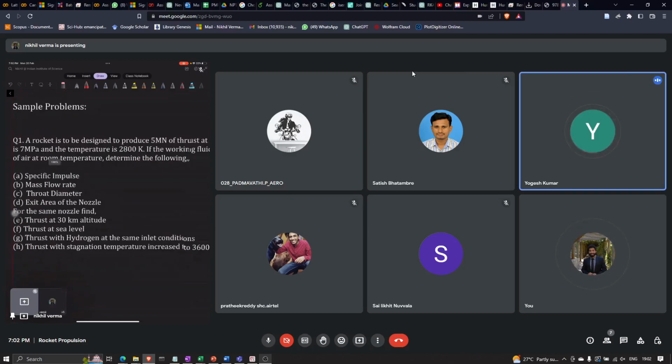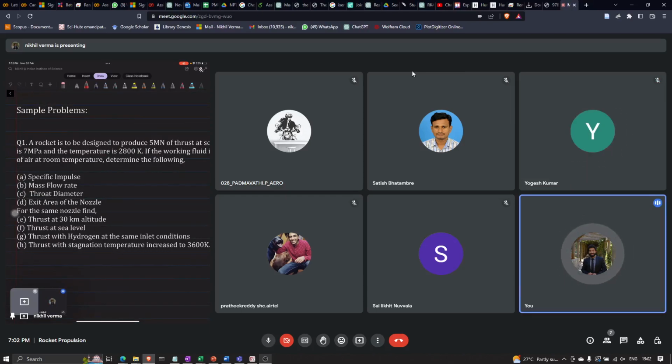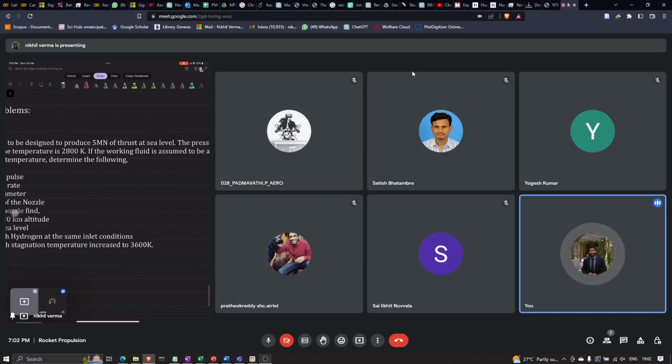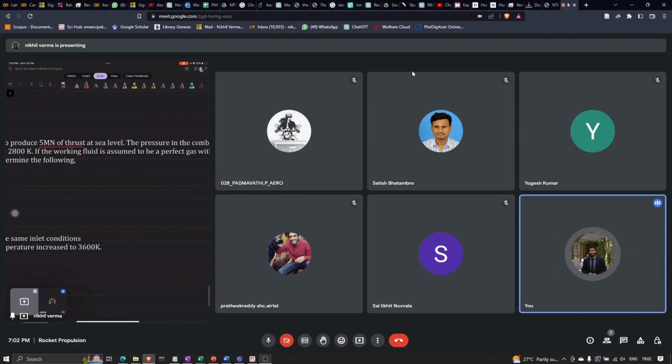Right. Now it is clear. Okay. So a rocket nozzle is to be designed to produce 5 kilonewtons of thrust. This is given at sea level condition. So sea level condition means the P exit is given. So it will be 101,325 pascals.